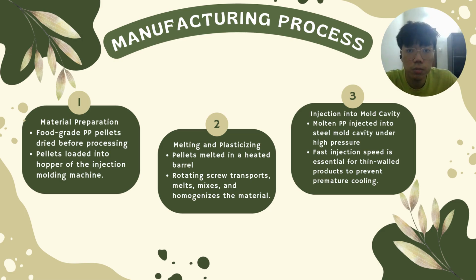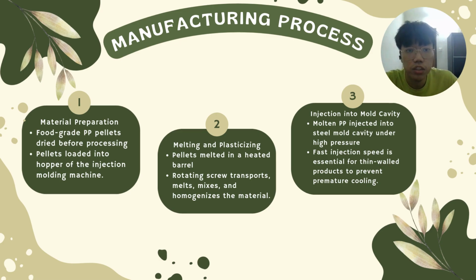So for the injection molding process, the first is material preparation. Food grade polypropylene pellets are dried before processing. Pellets are loaded into the hopper of the injection molding machine. The second is melting and plasticizing. Pellets are melted in a heated barrel. A rotating screw transports, melts, mixes, and homogenizes the material.